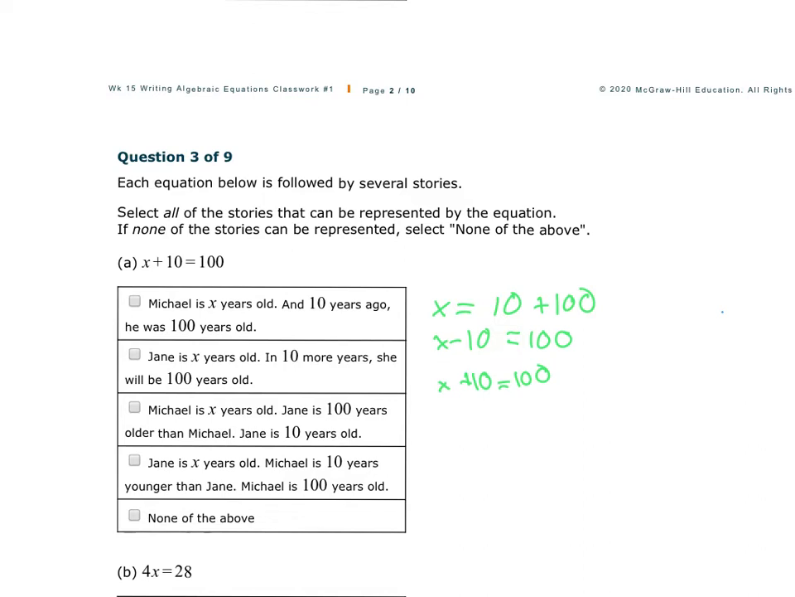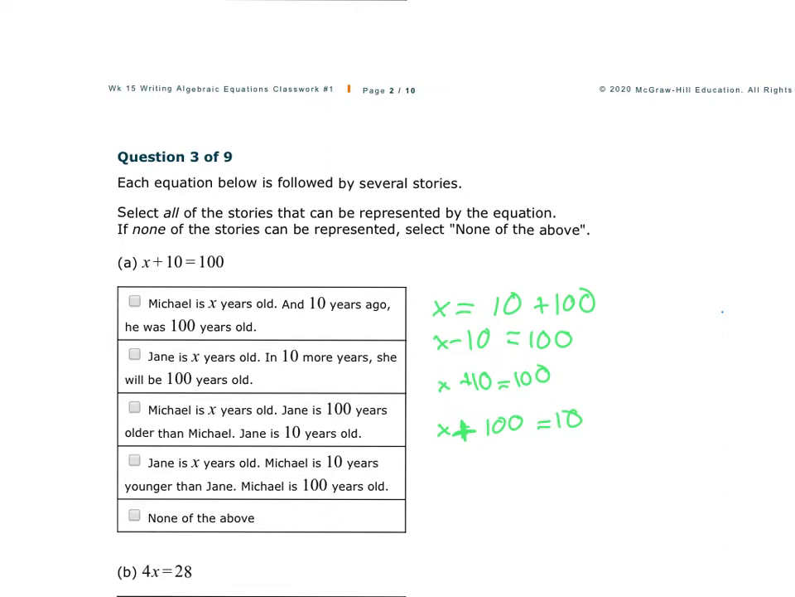Michael is X years old. Jane is 100 years older than Michael. Jane is 10 years old. Well, that doesn't make sense, but Michael's age plus 100 equals 10. Okay, the next one.